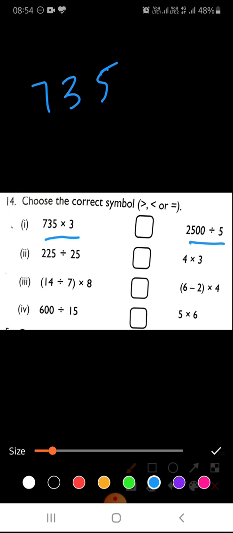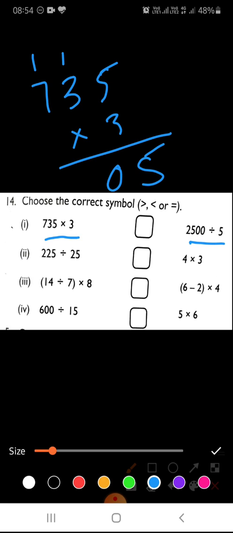735 by 3, what will we get? Let's see. 5 multiplied by 3, 15, 5 carry 1. 3 multiplied by 3, 9, 9 plus 1, 10, 0 carry 1. 7 multiplied by 3, 21 and plus 1, 22. What will we get? We get 2205.